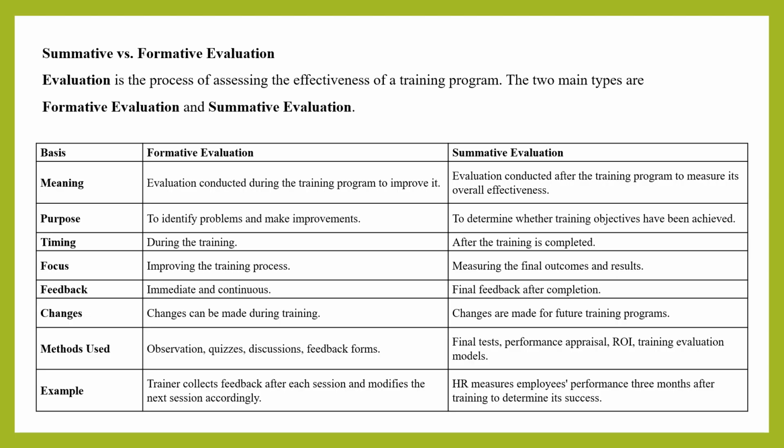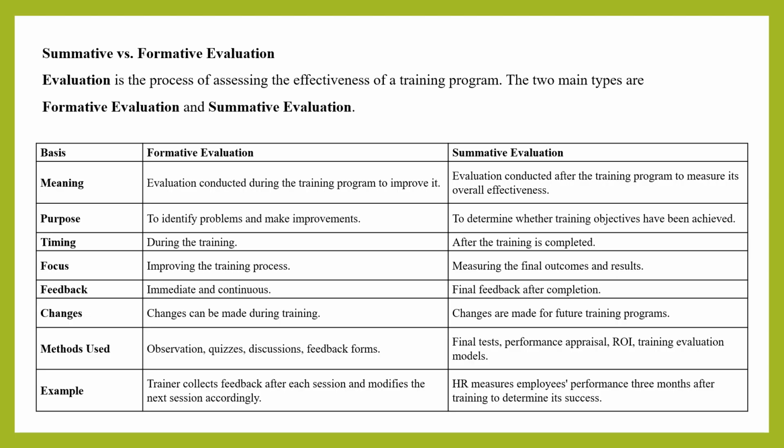So let's go with the difference between formative and summative evaluation. There are various bases on which the difference can be understood. The first one is meaning. Formative evaluation is conducted during the training program to improve it, and summative evaluation is conducted after the training program to measure overall effectiveness. Now the second basis is purpose. Under formative evaluation, the purpose is to identify problems and make improvements. Under summative, the purpose is to determine whether the training objective has been achieved or not.